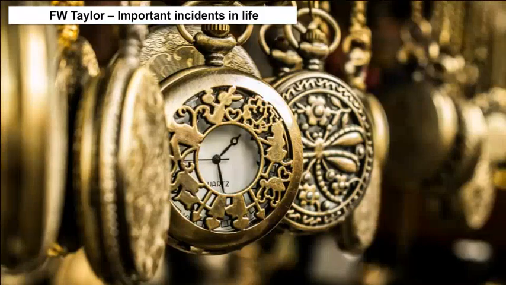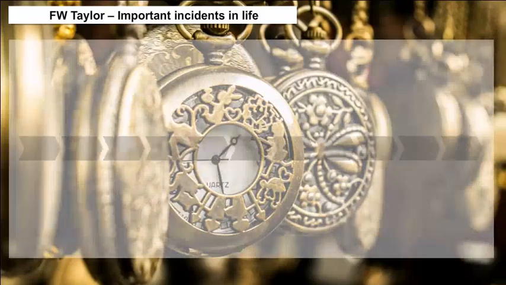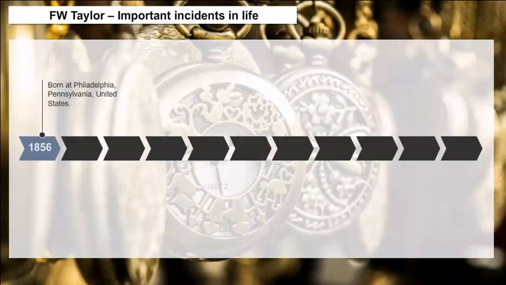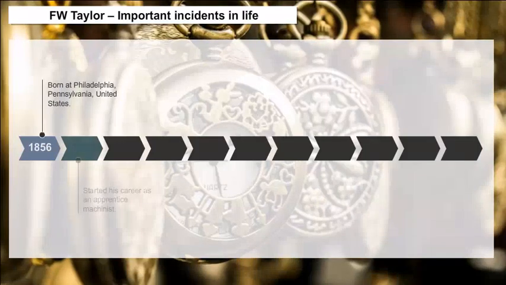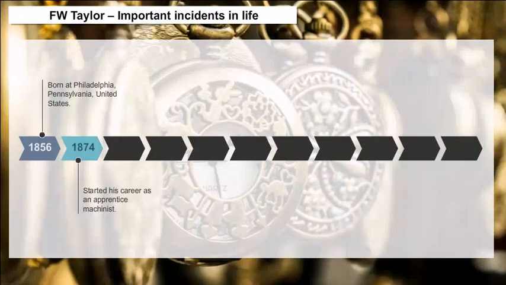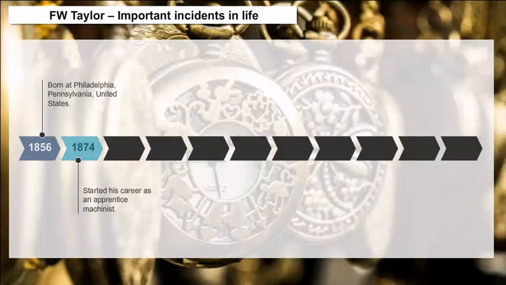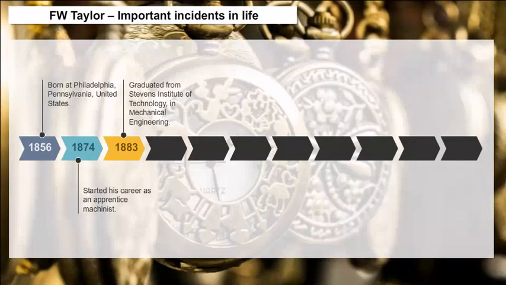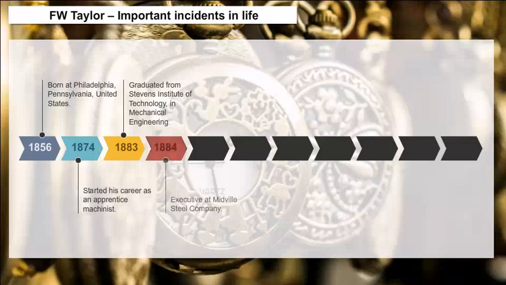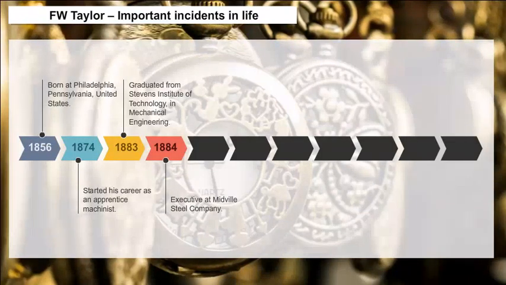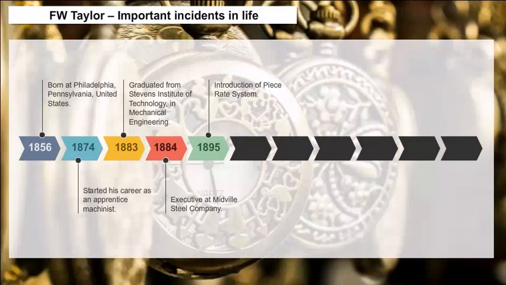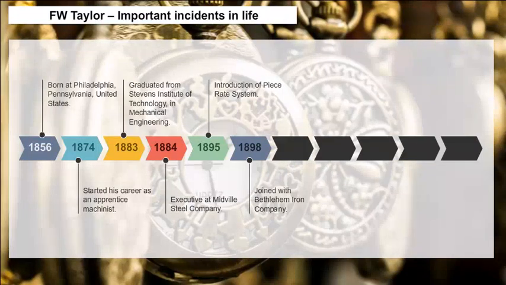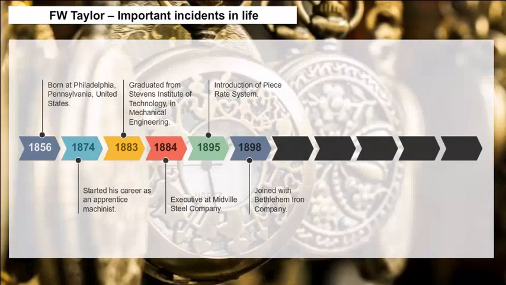F.W. Taylor, important incidents in life. 1856, March 20th: born at Philadelphia, Pennsylvania, United States. 1874: started his career as an apprentice mechanist. 1883: graduated from Stevens Institute of Technology in Mechanical Engineering. 1884: executive at Midvale Steel Company. 1895: introduction of the piece rate system. 1898: joined the Bethlehem Iron Company.